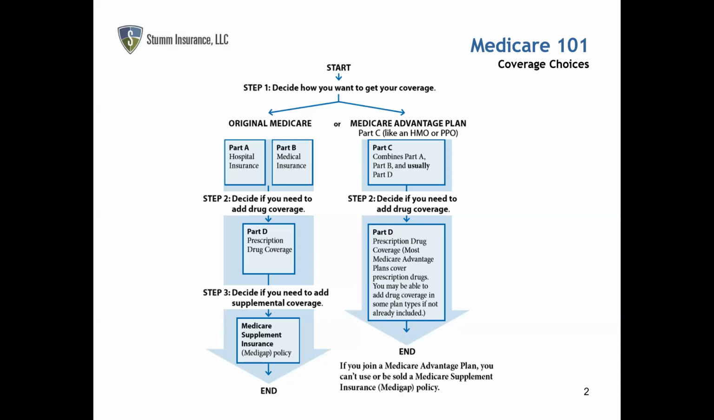These Advantage plans a lot of times will roll up your drug coverage. They'll include other basic dental, vision, hearing aids. They might include a free gym membership. There's a program called Silver Sneakers. These can be much less in premium, but there's more cost sharing. So you'll have co-payments or you'll pay a percentage of services as you use them.